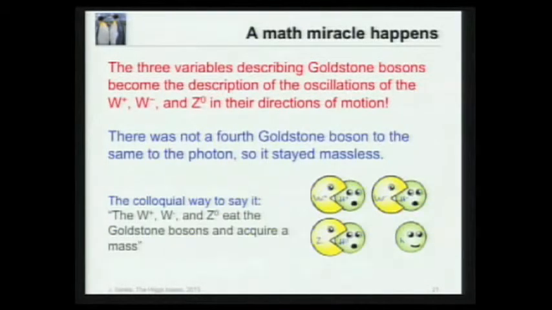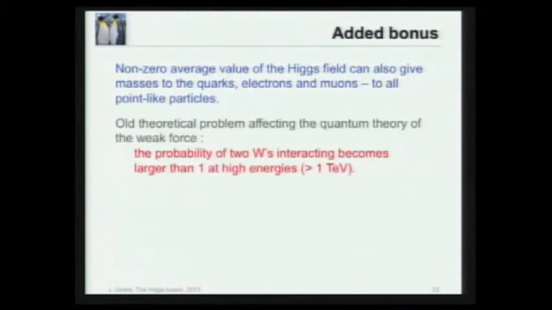So this is the description of what happened in the equations. Without showing the real equation, this is the interpretation that we can make of these equations. Now let's move on. The added bonus is that the non-zero average value of these fields can also give mass to quarks, electrons, and muons, and in fact to all point-like particles.